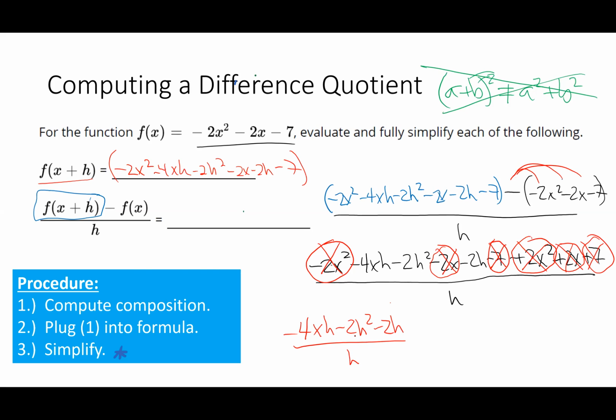And so now I'm left with, and here's something that's really nice, I can factor out an h. Technically, I could have also factored out a 2, but ultimately, I'm just trying to cancel the h anyway, right? So now these cancel. And what I end up with is this result here. And we are done. That is a difference quotient.